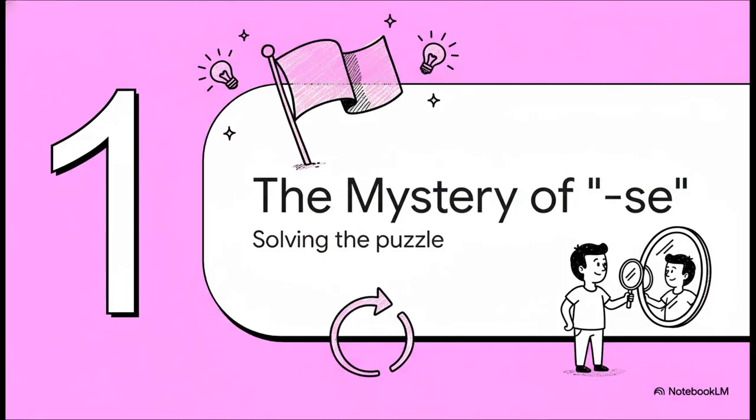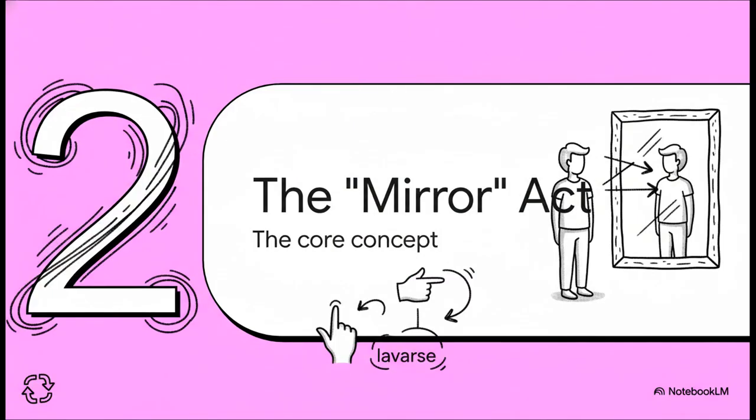So what really is that "se"? Think of it like a signpost. When you see it on the infinitive form of a verb, it's just telling you, heads up, this verb can be used reflexively. It's a signal that the action has the potential to reflect back on whoever's doing it. Now, the absolute key to making this click is a really simple metaphor. I like to call it the mirror action. Once you see it this way, I promise it all just starts to make perfect sense.